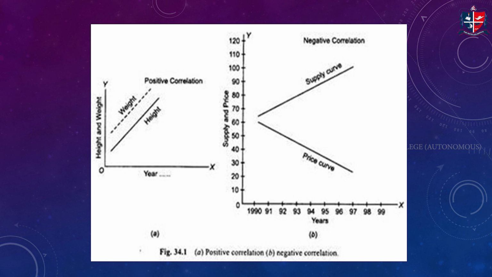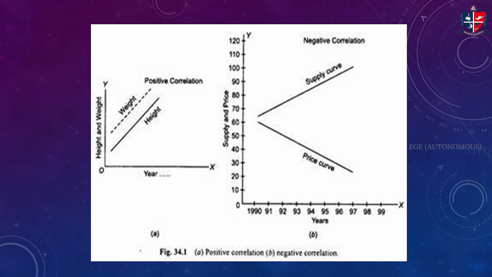If it is showing a divergence pattern like the second diagram, where we plotted the supply curve and the price curve, we can say that the distance between the two straight lines is increasing, which is showing a divergence pattern. If the graph is showing such a divergence pattern, then we can say that there is a negative correlation between the variables.